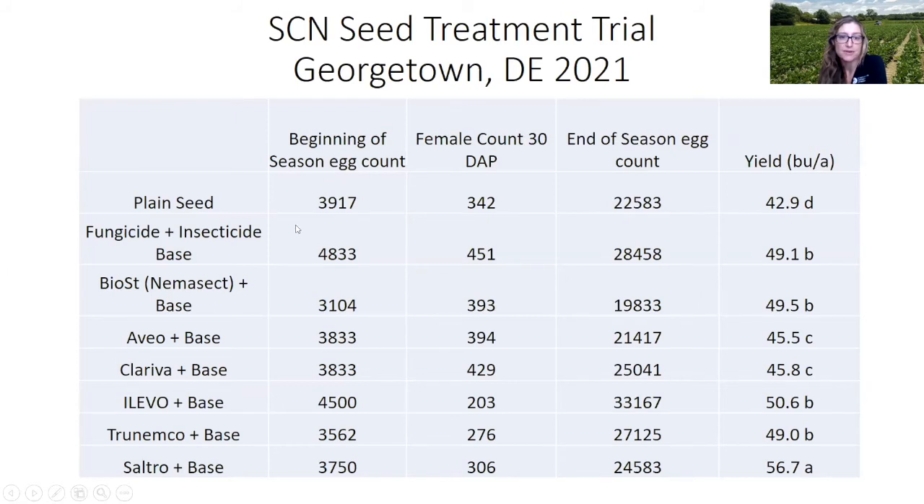So you can see some of our beginning of season egg counts, end of season. And with that yield, we actually did get some spread again. That plain seed came in around 42 bushels. And this year, the Saltro treatment in this trial performed the best, and it was up at 56 bushels. That Cloriva, like we were expecting, we saw some increase this year, but not quite as extreme as last year. All of the treatments were pretty well balanced within the field this year.